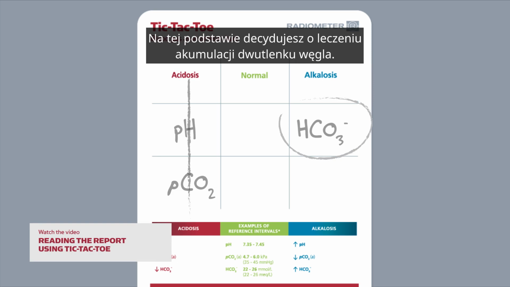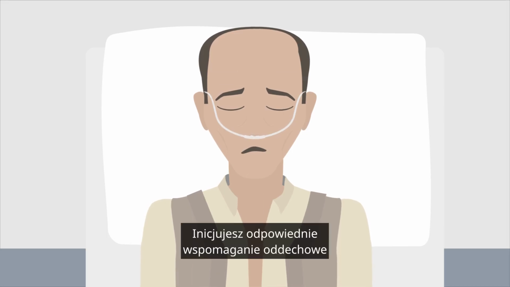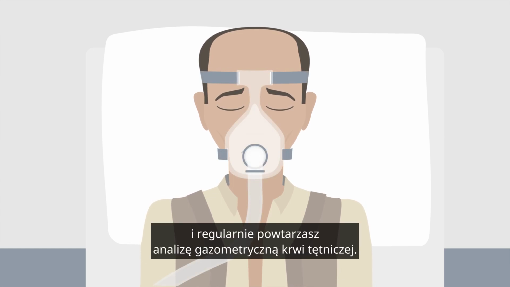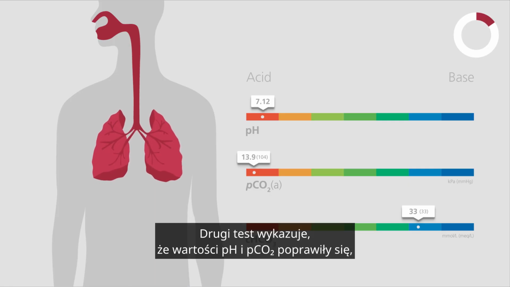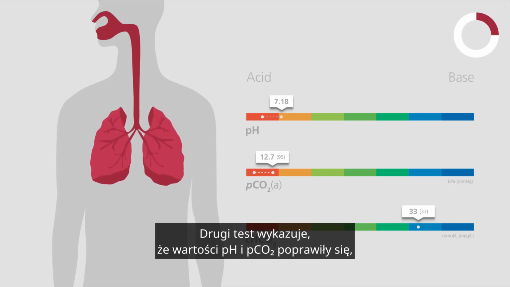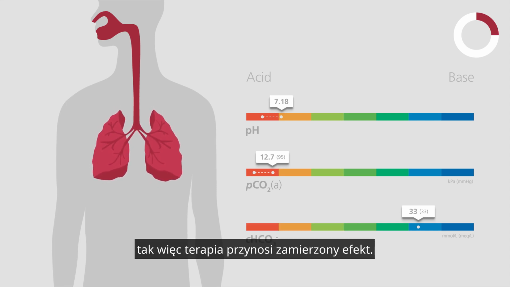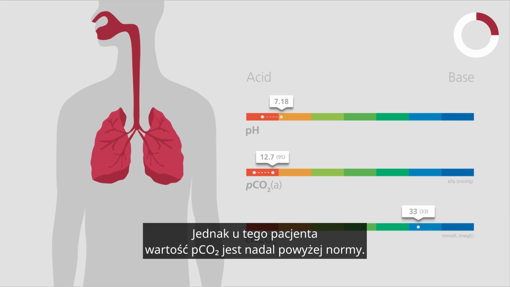You therefore decide to treat the carbon dioxide accumulation. You initiate appropriate respiratory support and repeat the arterial blood gas analysis on a regular basis. You need to repeat the analysis several times in order to monitor the effect of the treatment. The second test shows that the pH and PCO2 values have improved, so the therapy has the intended effect. But the PCO2 is still above normal for this patient.